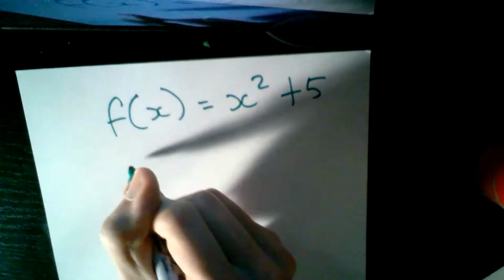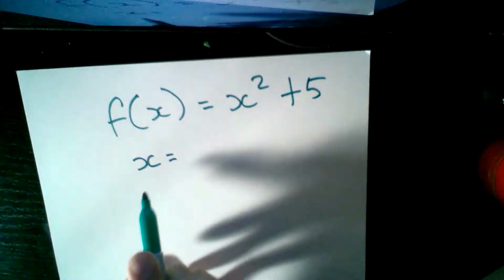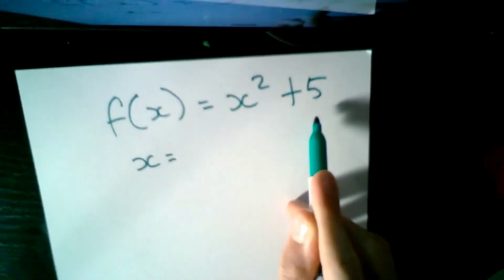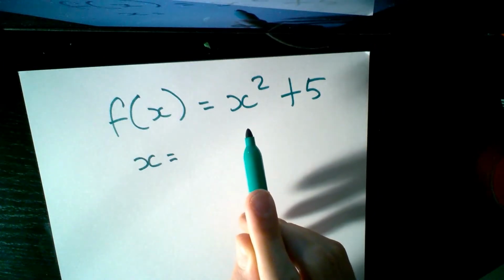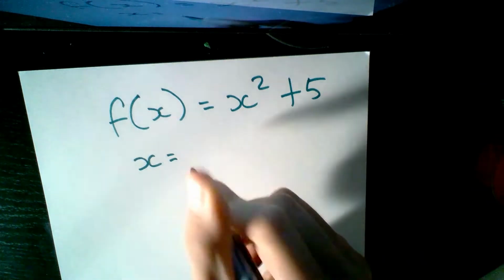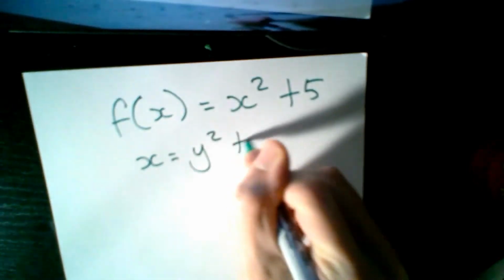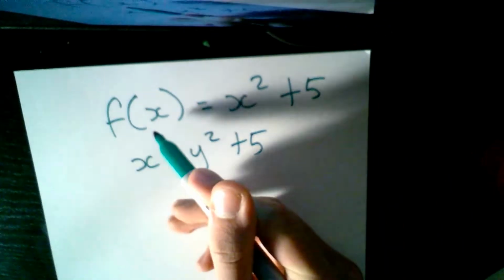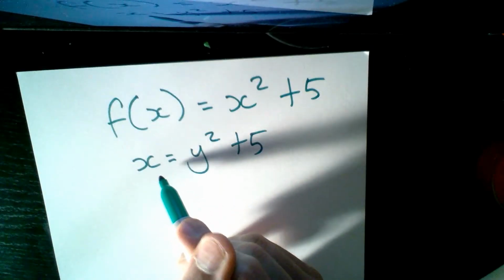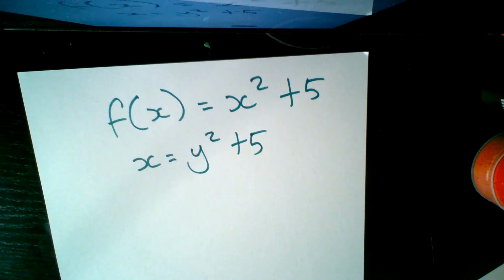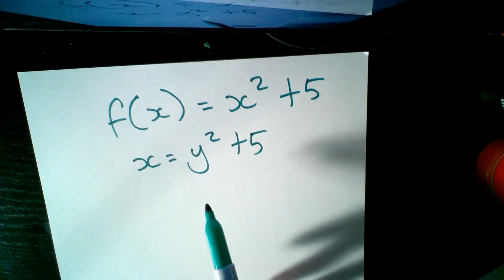First of all, you write x on its own, followed by the equals. And then you write x squared plus 5, but you replace x with y. So any x you find on this side, you replace it with the letter y: y squared plus 5. So this comes to here, and the x we write alone, and then we write equals after it.